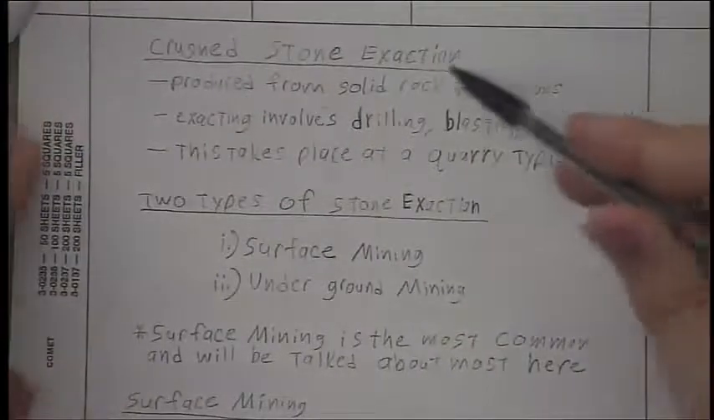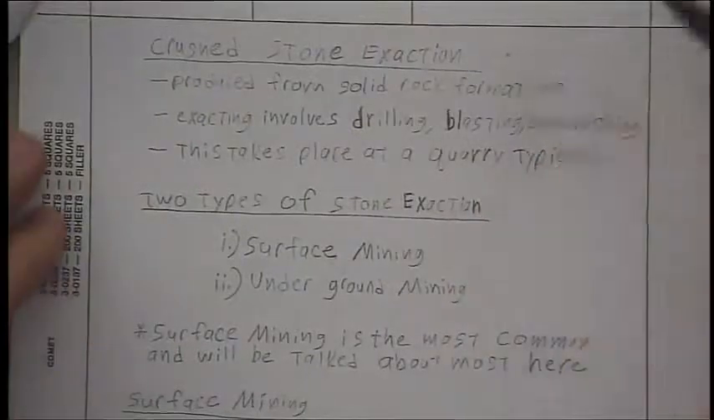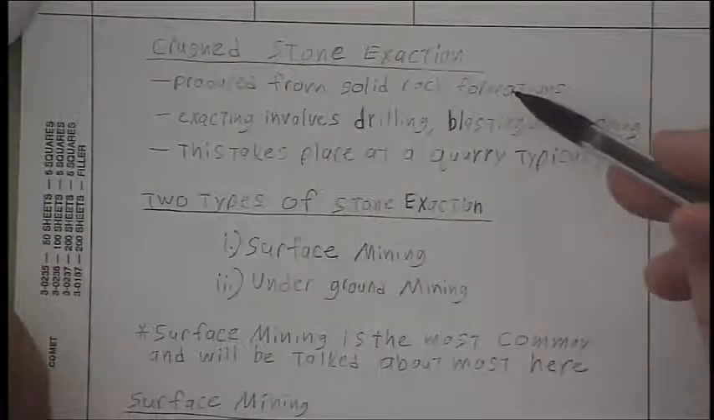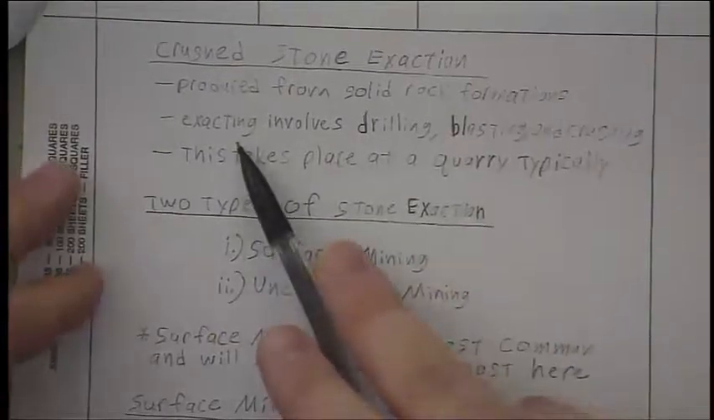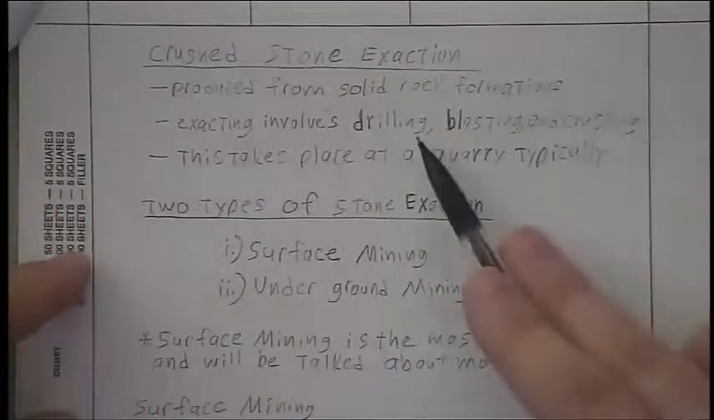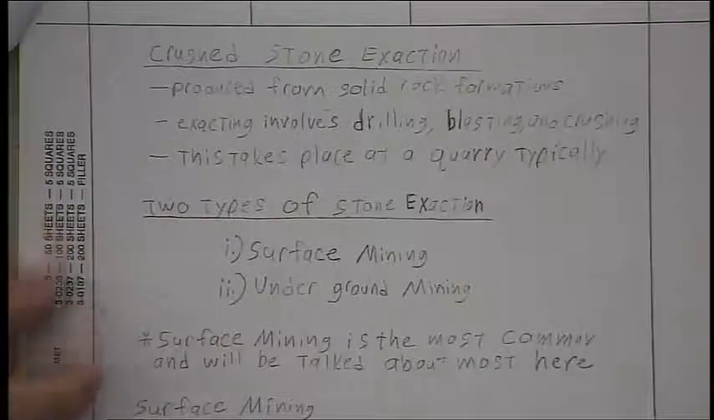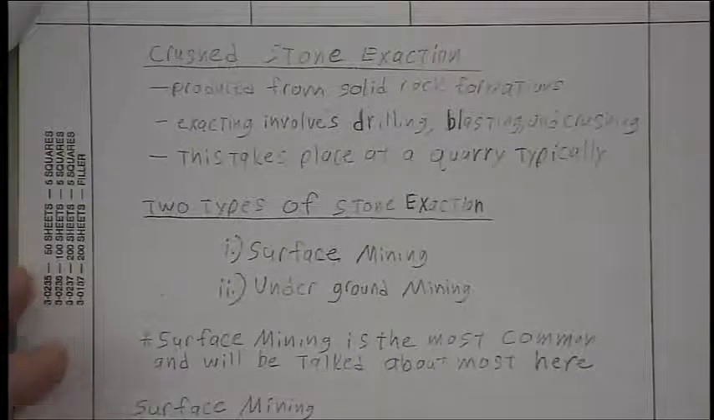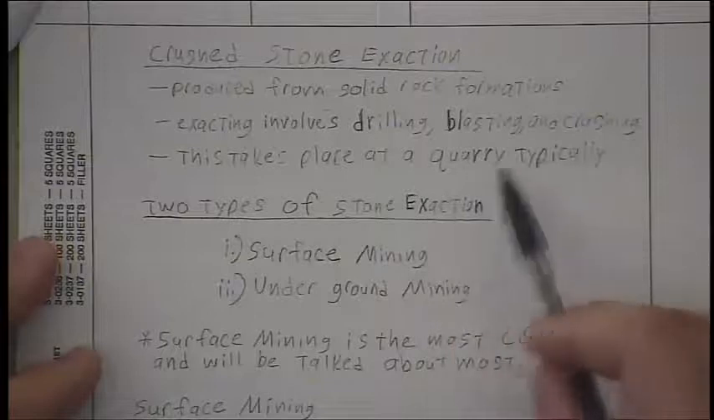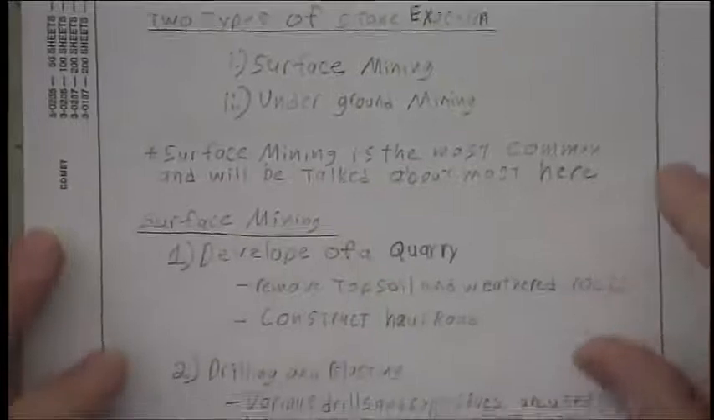Crushed limestone or crushed stone in general is typically produced from solid rock formations, and extraction is a pretty big process: you have to drill and blast and crush, and you load out all the material. You combine it into gradations and load it out. It all takes place at a quarry, and there are a lot of steps involved.